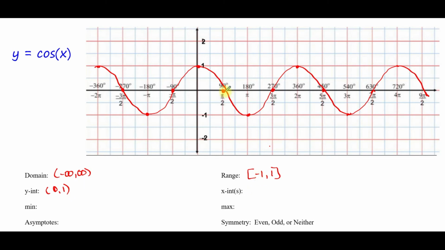So my x-intercepts are at pi over 2 and 3 pi over 2, 5 pi over 2, 7 pi over 2. So they're at the pi over 2 values, but it's not every pi over 2 value because this is also 2 pi over 2. So it's just the pi over 2 values that are odd. So we call this odd multiples of pi over 2.